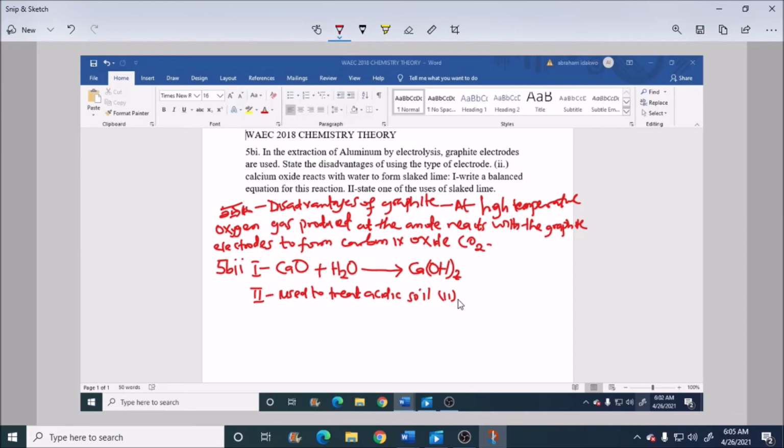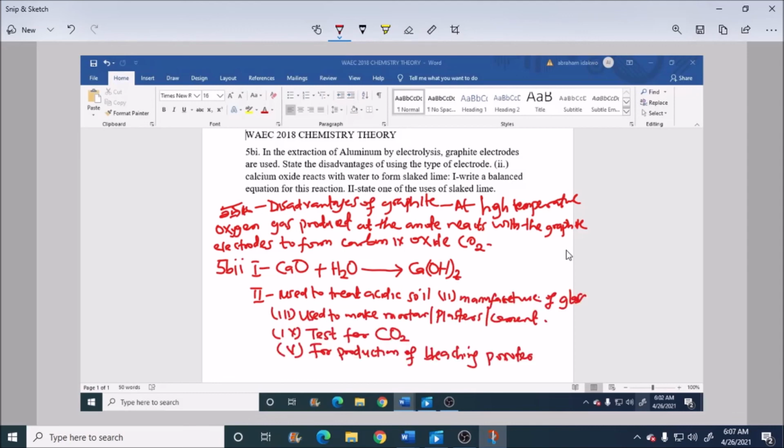Then number 4, it is used to test for CO2, which is carbon 4 oxide. Then number 5, it is used for the production of bleaching powder. So these are the 5 uses of slaked lime, that is calcium hydroxide.